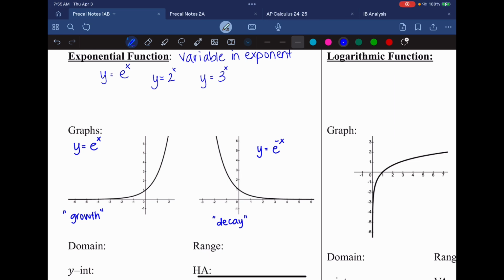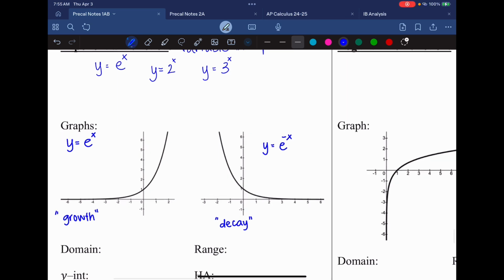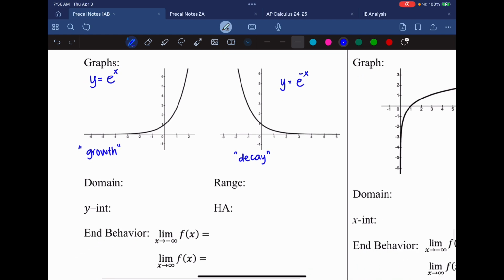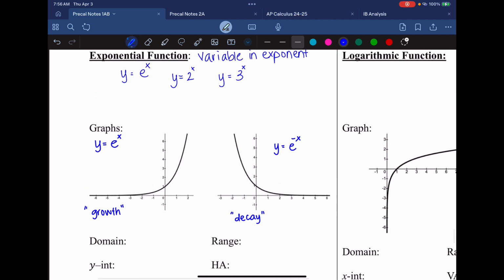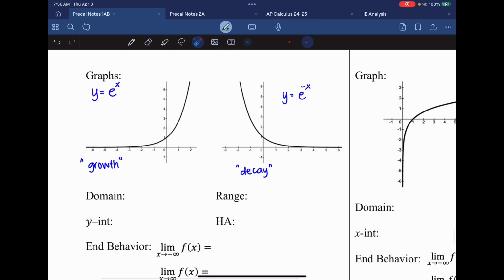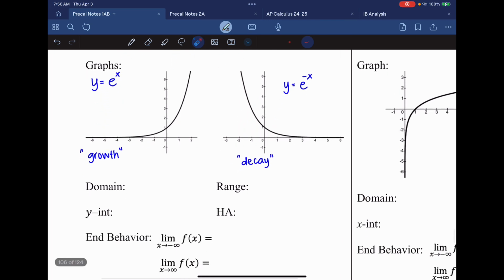Now on these, as far as your characteristics that you need to be familiar with, in any of these equations that have different bases, all create the same basic graph. The steepness with which represents how fast they increase is what will change. So our domain for exponential functions is going to be all real numbers. So we have no limit on the x values that can be plugged in.